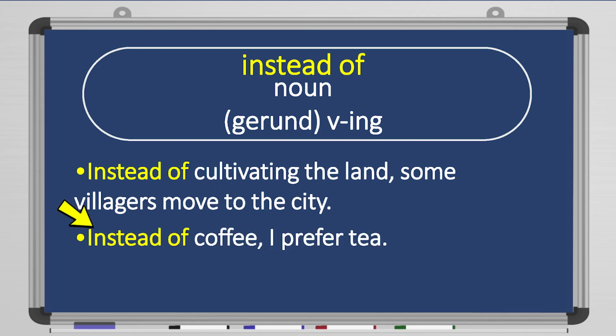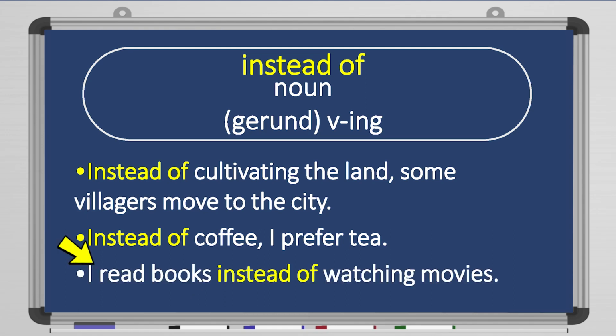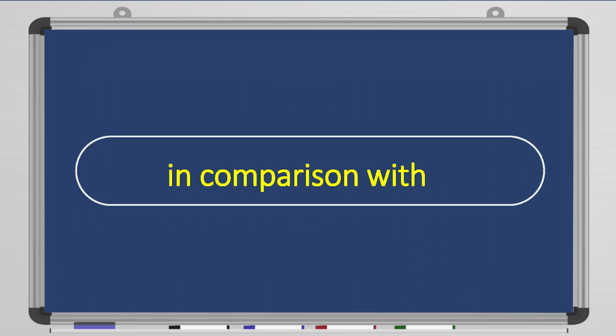Instead of coffee, I prefer tea. Now you can also use it by adding a noun after it. So if you use instead of, you can follow it with a noun. Instead of coffee, I prefer tea. But if you choose to follow it with a verb, the verb has to be in the ing form. Instead of cultivating, see how the verb has an ing? But when we decided to use the noun, we simply added the noun, instead of coffee. You can also use it in the middle of the sentence. I read books instead of what? Watching movies. Excellent.